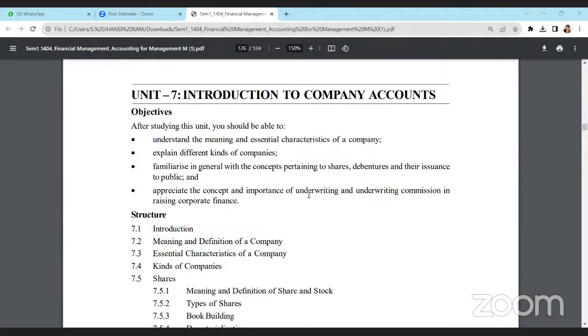So first, in this unit, we will study the introduction to company accounts: what are shares, different types of companies, debentures and how they are issued, different types of debentures, and the underwriting process. That is all the theory part. That is unit 7.